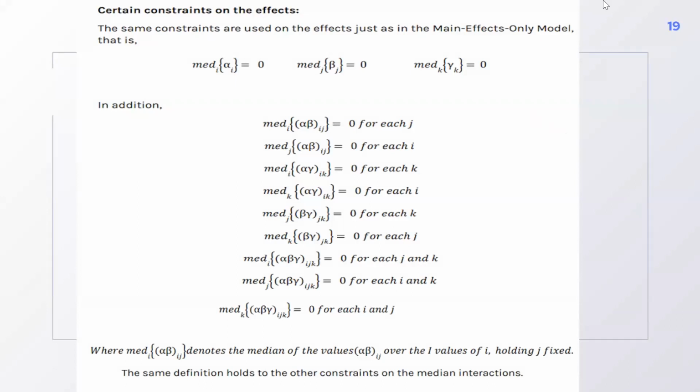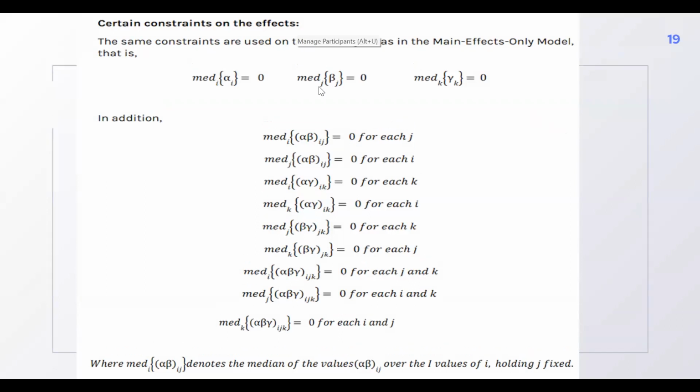Now, same doon sa una, meron rin po tayong constraints. Similar lang po sa main effects only model yung constraints po natin. Yung median ng alpha values is equal to 0. Yung median ng beta values is equal to 0. And yung median ng gamma values is equal to 0. And in addition, pati yung mga interaction effects, ang median niya is 0. So parang ganun po yung nangyayari.